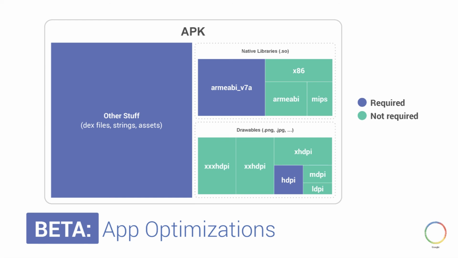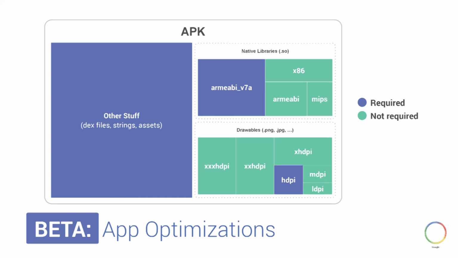So, with Google Play App Signing, what we can do is apply additional app optimizations after you've uploaded your APK. Why can we do this? Well, because we now have your signing key, we can actually go and re-sign the APK after we've made any modifications so that it's signed with the right certificate.